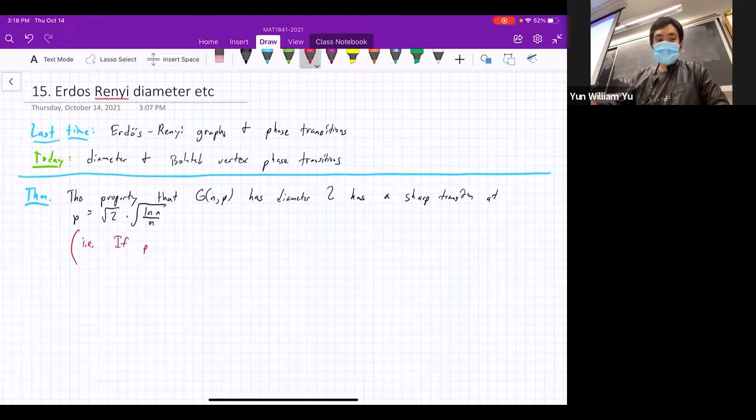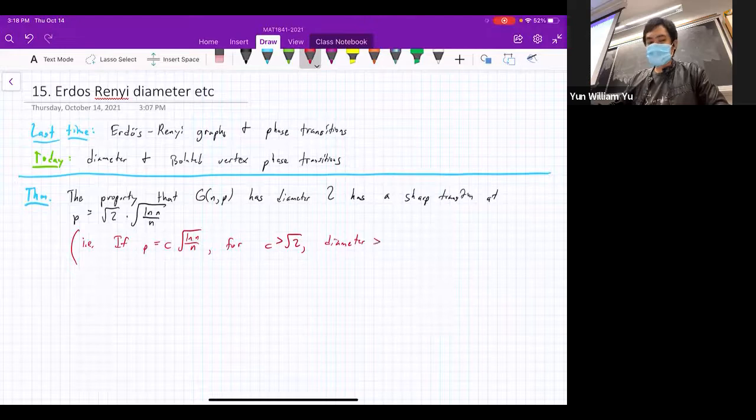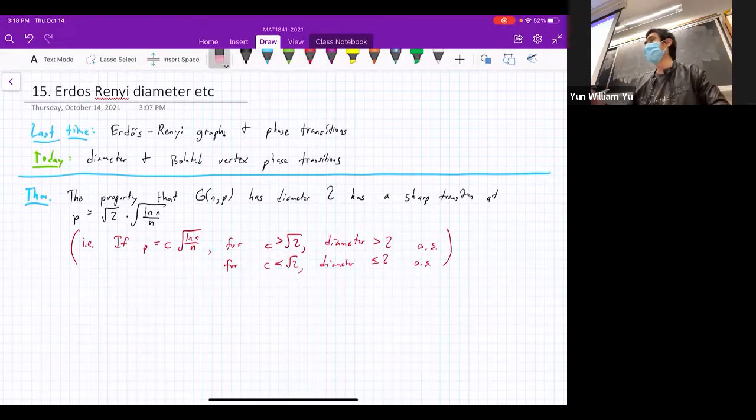So if p is equal to C times the square root of ln n over n, for C greater than root 2, the diameter is greater than 2 almost surely. For C less than root 2, the diameter is less than or equal to 2 almost surely. Okay, so that's the property that we care about. And the important thing is we have some constant here. So we don't need to be asymptotically different from root 2 times the square root of ln n over n. You just have to be slightly different in terms of that constant C.